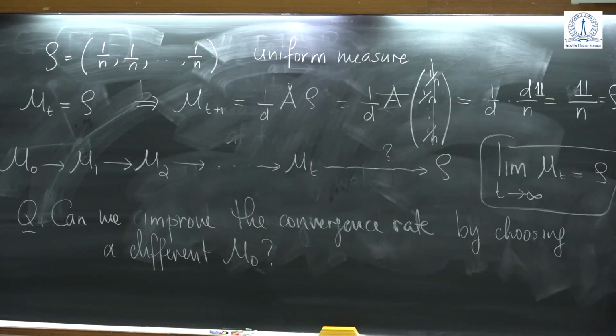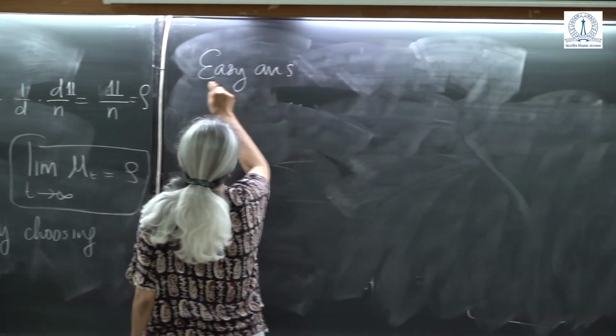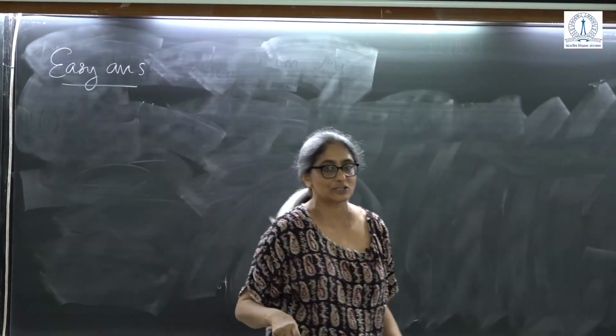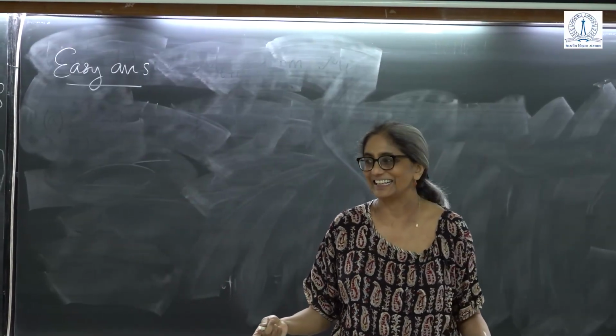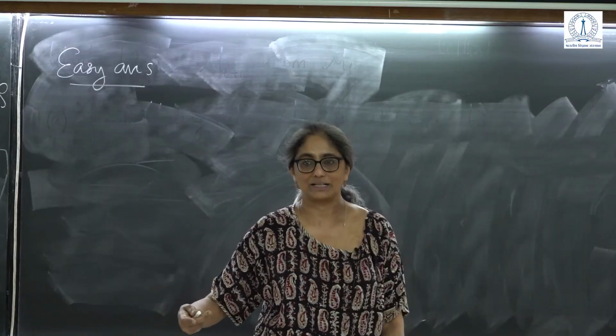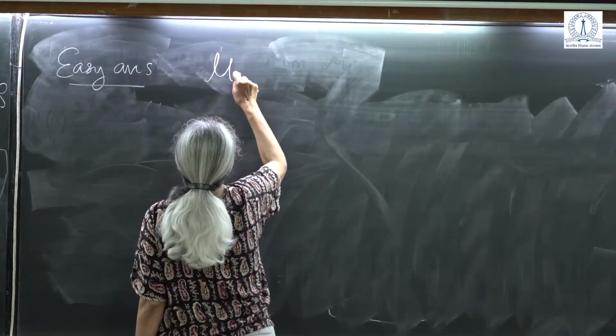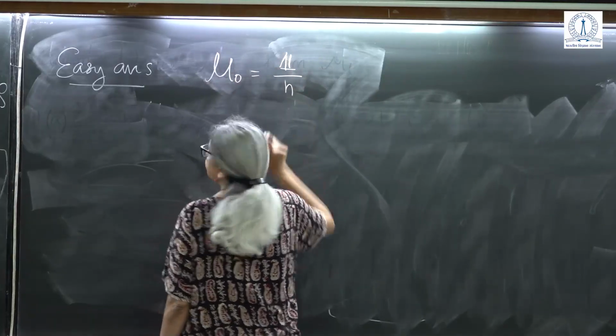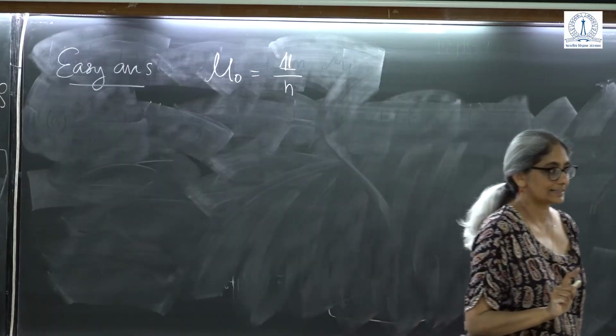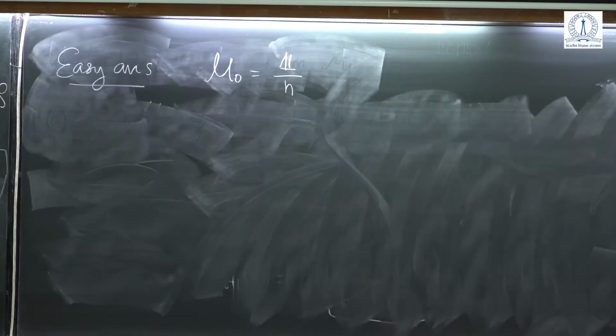And it's not really clear what to do, right? One easy answer is yes, you can definitely improve the convergence rate if you just start with the uniform measure. If our initial measure is the uniform measure, then of course there's nothing to do. So the easy answer is choose mu0 to be 1/n. Then we have immediate convergence. But the trouble with this measure is that it's supported on the whole graph.